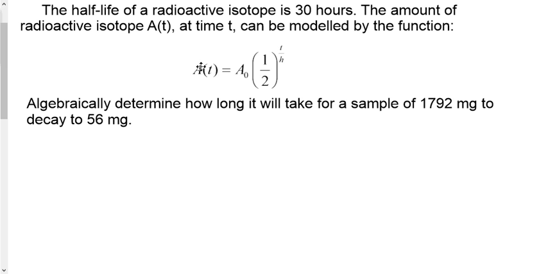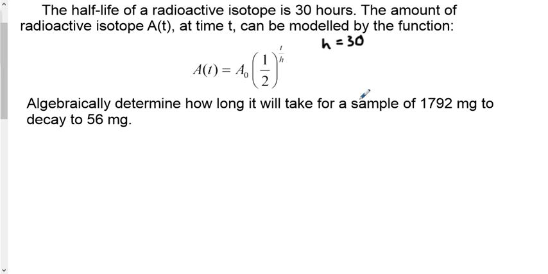A of t is equal to the initial amount, and then we have a half-life, and again, the t and the h, the time that we're looking for versus the half-life. So in this problem, we've got to identify what each of these unknowns is in this context. So we know the half-life of the radioactive isotope is 30 hours. So that would mean that H is equal to 30. So let's write that down. H is equal to 30.